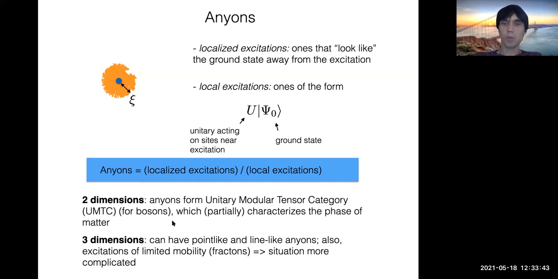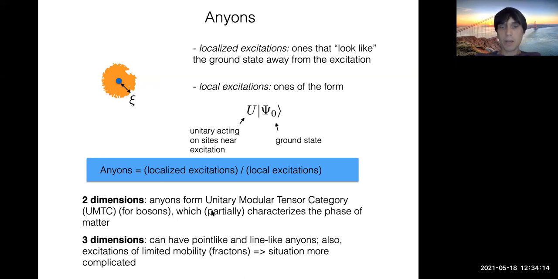So this is the case for bosons. For fermions, there's something analogous. It's not quite modular because there's a localized fermion excitation, which has trivial braiding with everything. But the point is that this is some kind of algebraic structure, a unitary modular tensor category, which allows you to at least partially characterize phases of matter in 2 dimensions. Okay, the ones with intrinsic topological order.